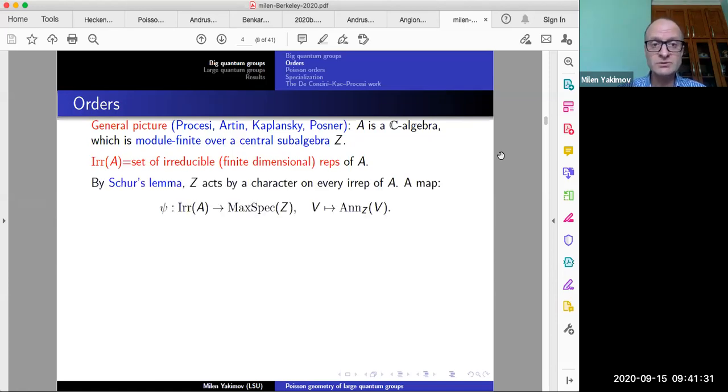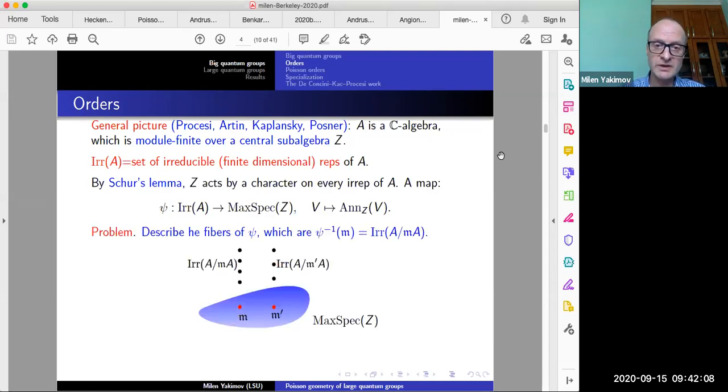Now we can apply Schur's lemma in order to get that the center Z is going to act by a character on every irreducible representation of the algebra A. So in other words, we get a fibration map from the irreducible representations of the algebra A to the maximal spectrum of this central algebra Z, where a representation V goes to the maximal ideal of Z that kills the representation V, or in other words, this is the annihilator ideal of V inside the central algebra Z.